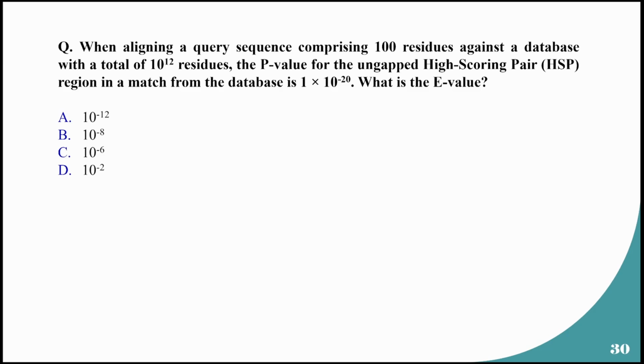Okay, so here again, there is a question related to E values. It asks: when aligning a query sequence comprising 100 residues against a database with a total number of 10 to the power 12 residues, the P value for the ungapped high scoring pair in a region in a match of the database is 1 times 10 to the power minus 20. So what would be the E value? Try to answer it in the chat and then we'll look at it.